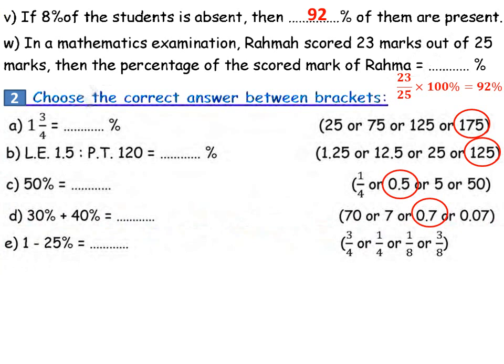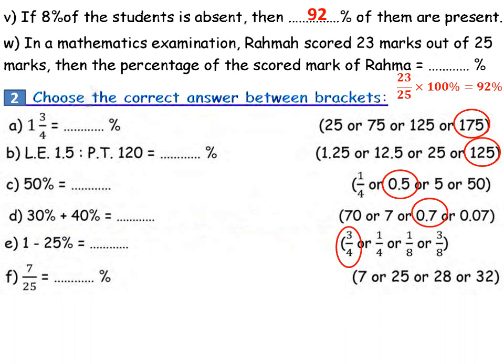Letter E, 1 minus 25%. As we know that the whole number 1 equals 100%. 100% minus 25% equals 75%. As we know, 75% as a fraction is 3 quarters. Okay, so the correct choice equals 3 quarters.